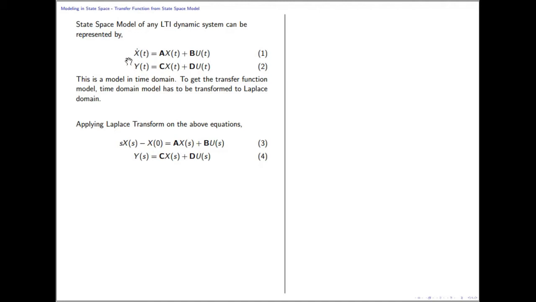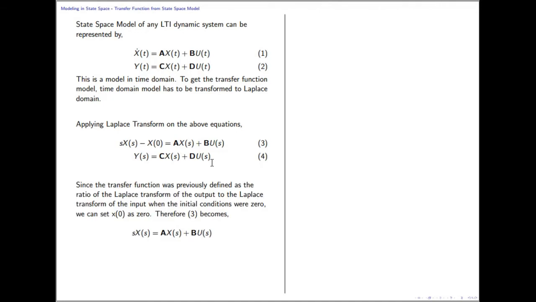This is x dot, the first derivative. So therefore, you will have s into X of s minus the initial condition of x equal to a X of s, since x of t is transformed to X of s, and b u of t is transformed to U of s. So let us call this equation number 3. And similarly, transforming equation 2 will yield equation 4: Y of s is equal to c into X of s plus d into U of s.